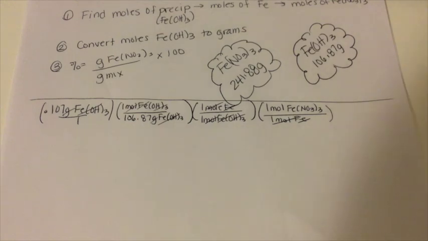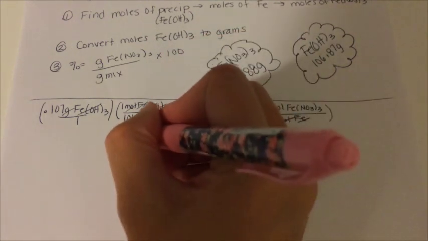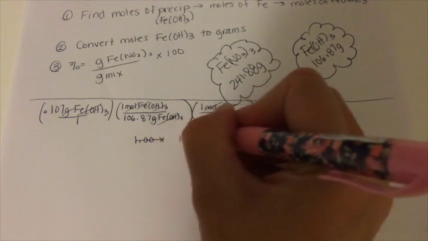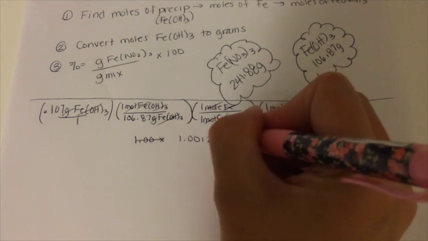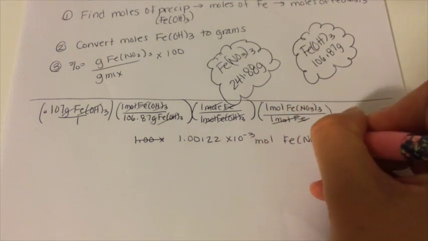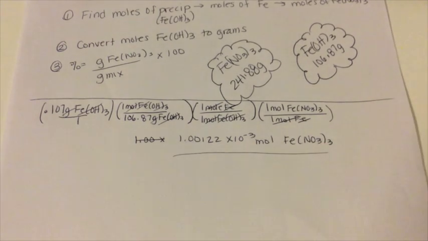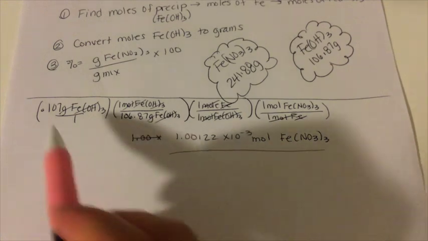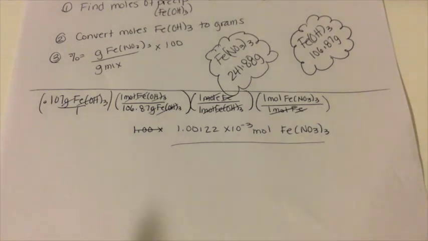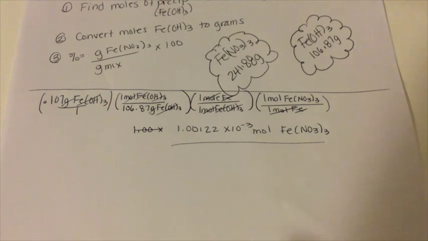Okay, so when we do the calculation here, we find out that this original sample had 1.00122 times 10 to the minus 3 moles of iron 3 nitrate. Now, this number does not give us what we're looking for, but in case anyone was kind of lost in the dimensional analysis, I wanted to start from a fresh point here, because everyone knows how, once you find your moles of a substance, how to get to grams.